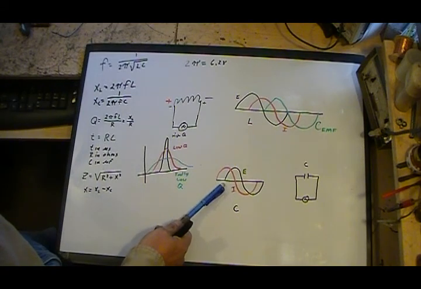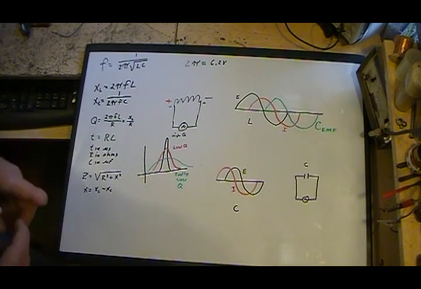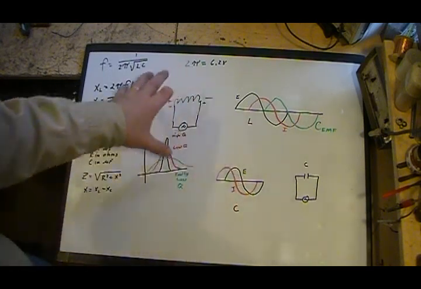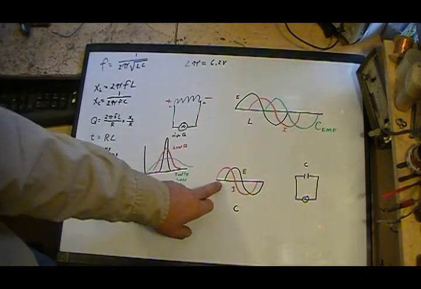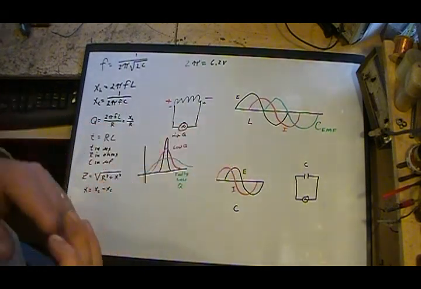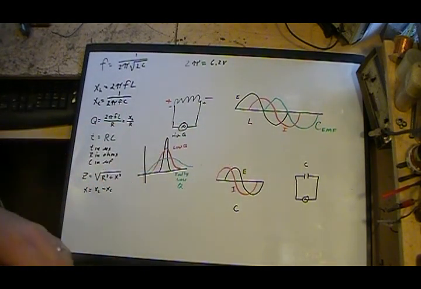So it leads by approximately 90 degrees. In a perfect world with no resistances in anything, these leads and lags will be exactly 90 degrees. It's not a perfect world.